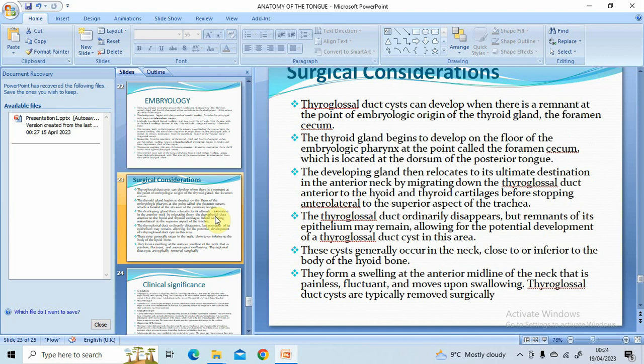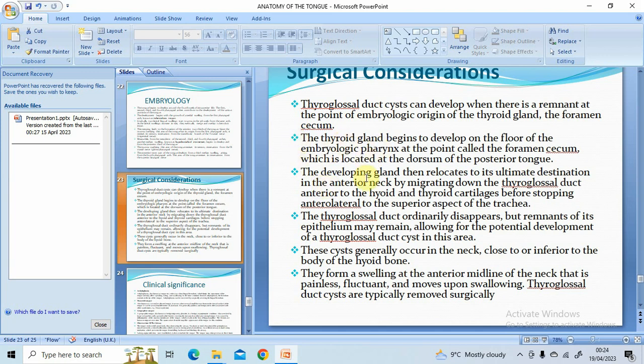That foramen cecum is the remnant of the embryonic region of the thyroid gland, the thyroglossal duct. So there, the thyroglossal duct is formed. The thyroid gland begins to develop on the floor of the embryonic pharynx at the point called the foramen cecum, which is located at the dorsum of the posterior tongue. So immediately after the sulcus terminalis, that depression is called the foramen cecum.